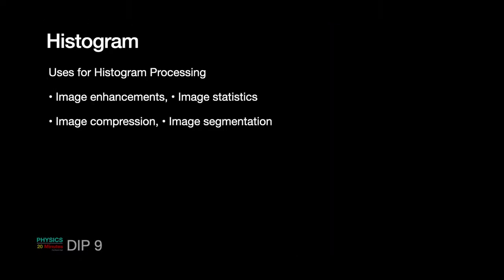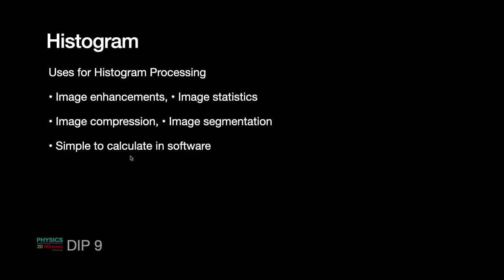Image segmentation: you divide the image into different parts. Then the histogram is very simple to calculate. It's a simple calculation. So most of the time, right now it is wired into hardware as well as software. When you take the image, most cameras will calculate the histogram of the image even before you press the click button.